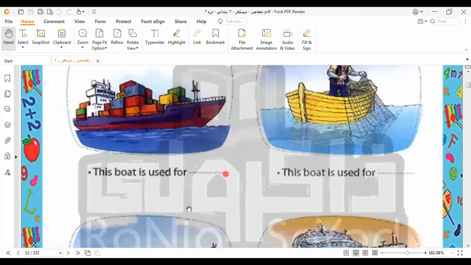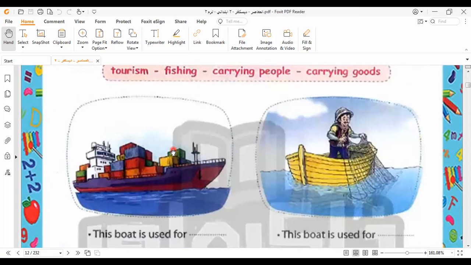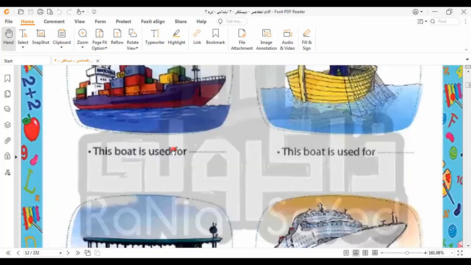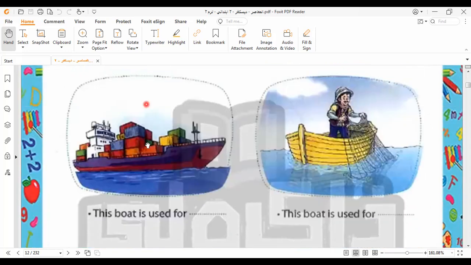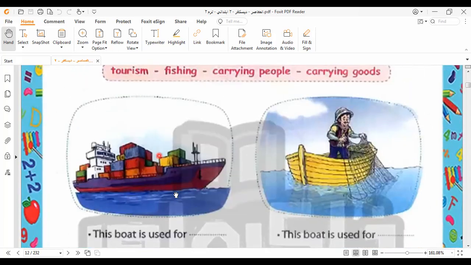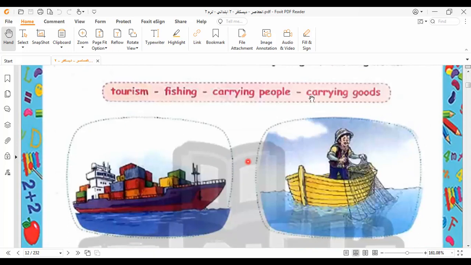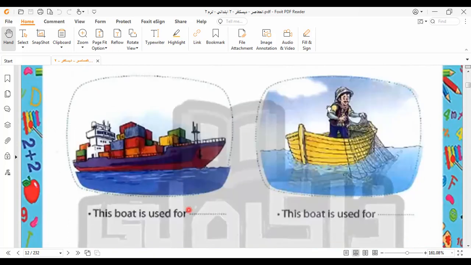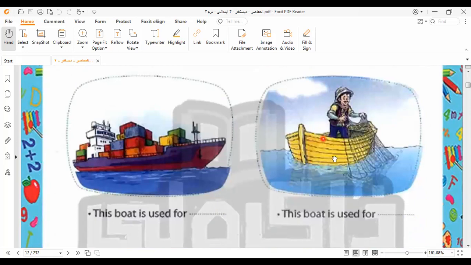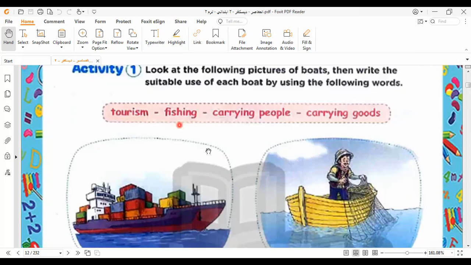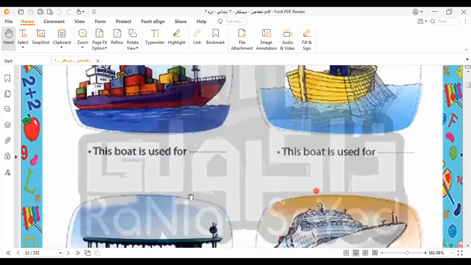What is this boat used for? This is goods, so this boat is for goods. This boat carries goods, so I will select goods here. What is the man doing by this boat? He is fishing, so I will select fishing here. What is the boat carrying here?